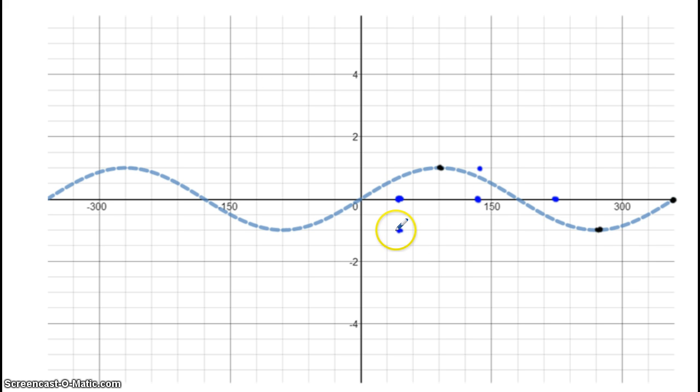Our minimum will shift over 45 degrees. It is now at 90. And our maximum, which was at 135, will shift over 45 degrees. It is now at 180.